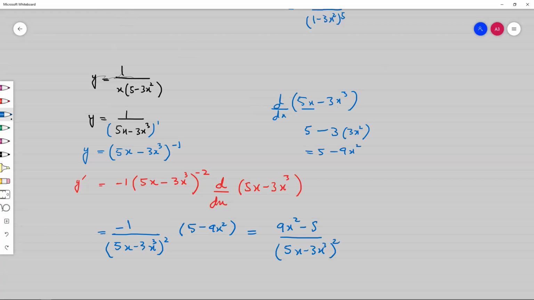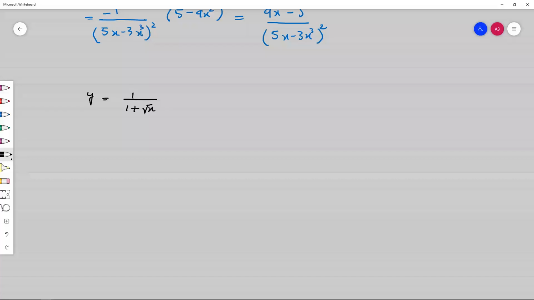So this is just all about the next formula. Y is equal to ax plus b whole power n. Y is equal to 1 over 1 plus square root of x. Maybe it is a little bit confusing, but not. I don't think so. First, you have to write 1 over 1 plus square root of x. It can be written 1 over 1 plus x power 1 by 2.